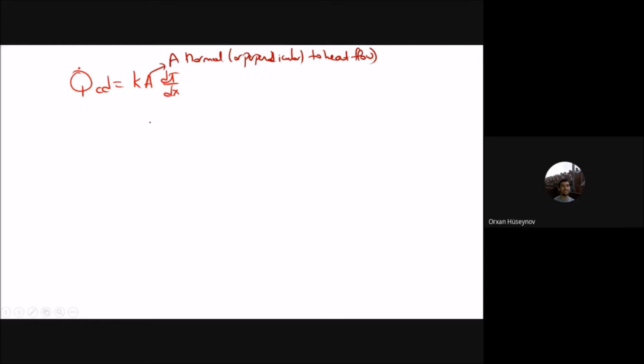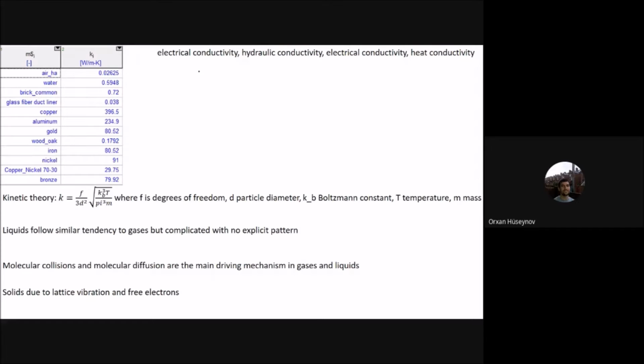Now we will talk about the thermal conductivity of materials, and we will see how the thermal conductivity of materials depends on the temperature. There are concepts similar to thermal conductivity: electrical conductivity, how materials conduct electricity, which is a very easy one, and hydraulic conductivity, how materials conduct water.